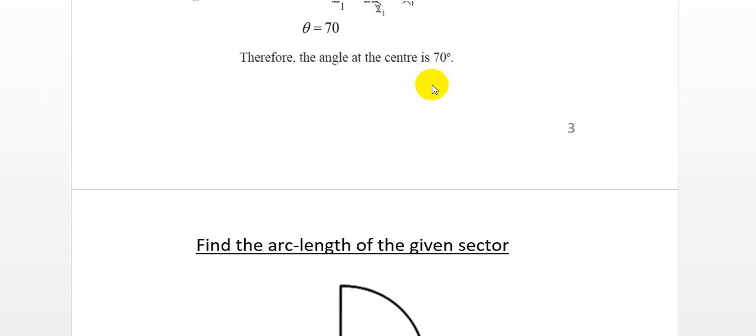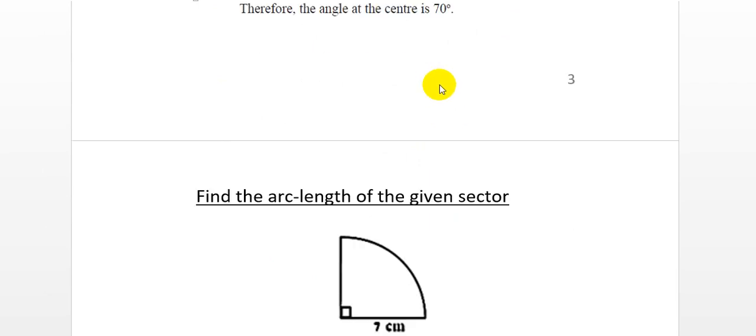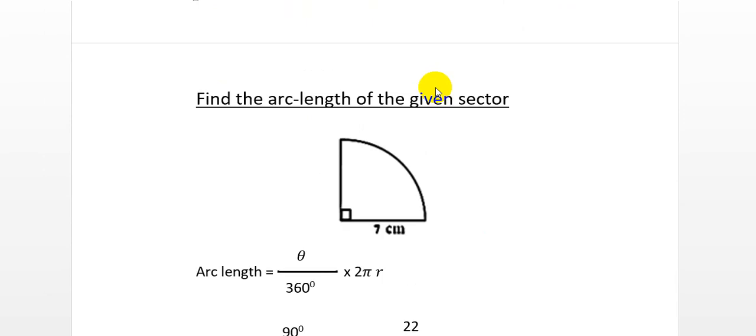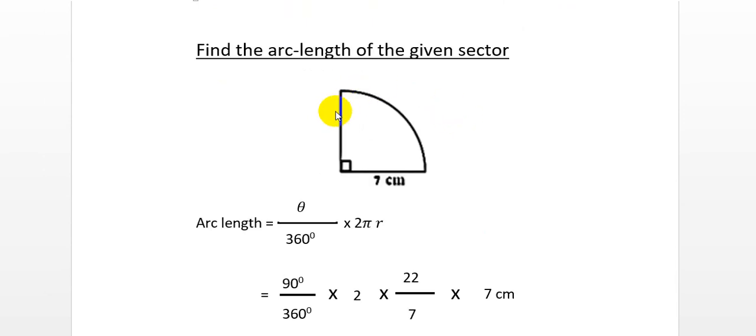Let's look at another example for your reference. So as you can see, this is a sector of a circle, or in other words, as I told you, there are two radii with one arc length. So the question is for us to find the arc length of this particular sector.